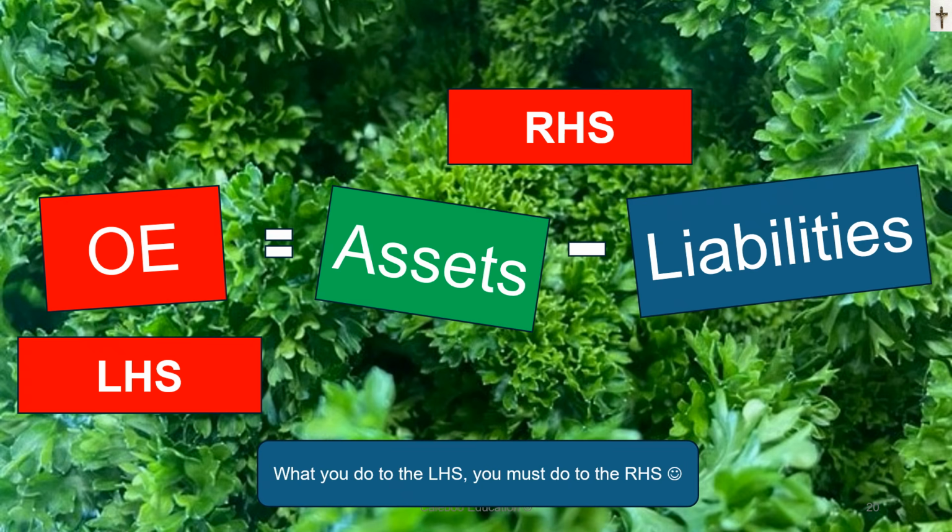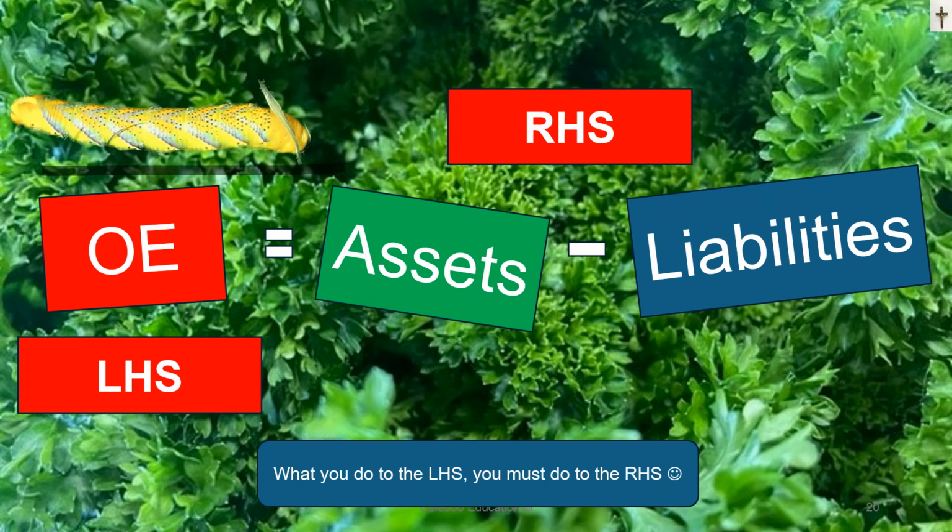What you do to the left-hand side, you must do to the right-hand side. This equation, what the owner is worth, at a later stage will be changed into the accounting equation. But what you do to an equation on the left-hand side, to keep it equal, you must do to the right-hand side.